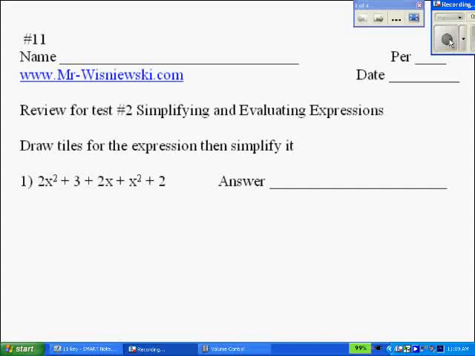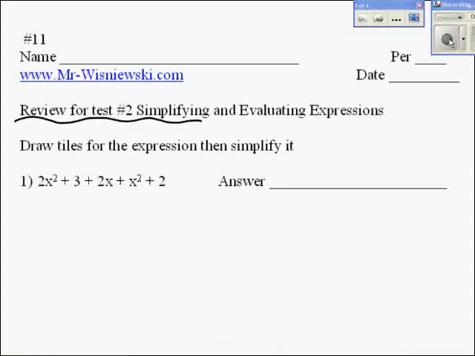Okay, we're going to review our answers for number 11. Remember, we're taking our test on this in just a few minutes. This was our review for our test. The first section of the test is where we're going to need to draw the tiles because we're testing a state objective that you can use a physical model to perform indicated operations.